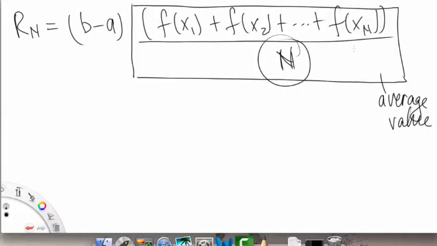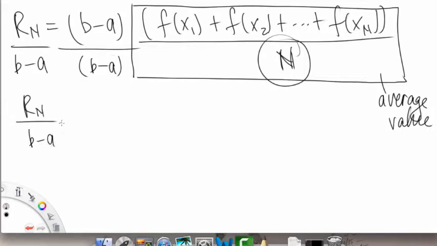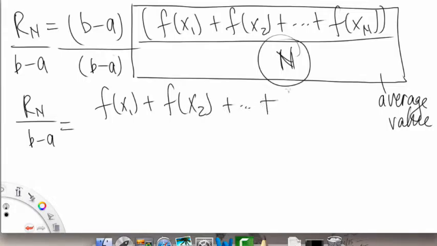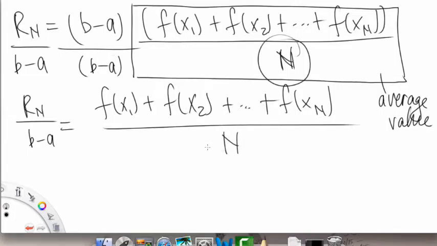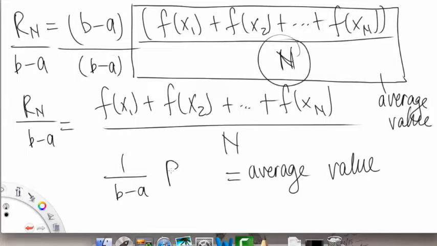Okay? So if we were to rearrange things, we're going to divide by b minus a on both sides, so we get that average value by itself on the right side. What we're going to get is r sub n over b minus a is equal to f of x sub 1 plus f of x sub 2 plus dot dot dot all the way up to f of x sub n, and then all over n, okay? So we see how on the right side now we basically just have the average value of our function on the interval from a to b, and on the left side we have 1 over b minus a times our right-hand approximation there, okay? So let's write this bottom line on the next slide, and I'll explain what this signifies.